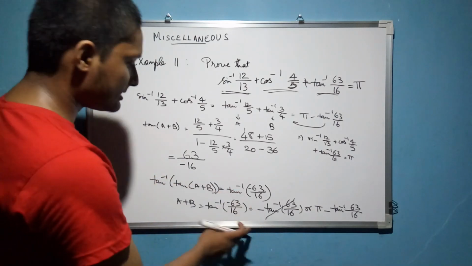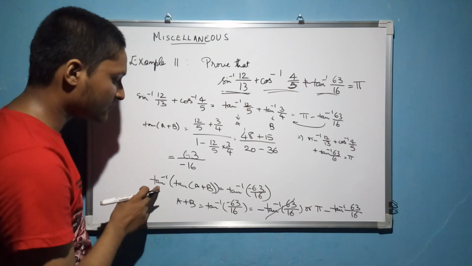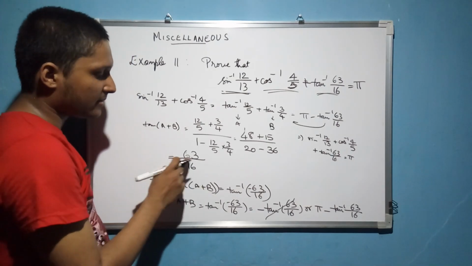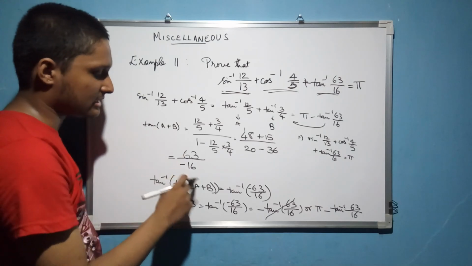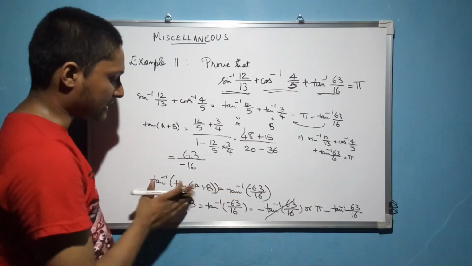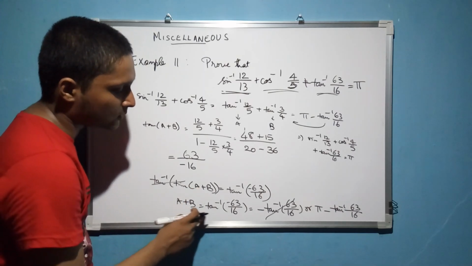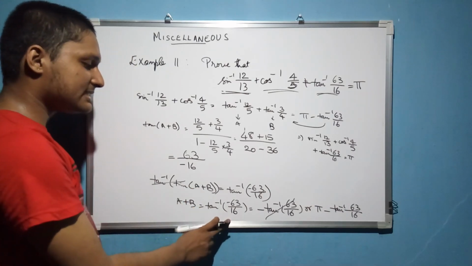I feel that you didn't understand, so I'm going to explain this once more. You are getting tan inverse of tan of a plus b. So tan of a plus b was minus 63 by 16. So taking tan inverse on both sides, this and this are going to get cancelled. So you get a plus b. A plus b is equal to tan inverse of this thing.